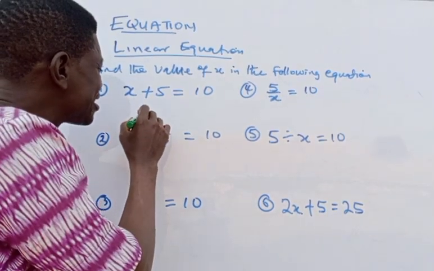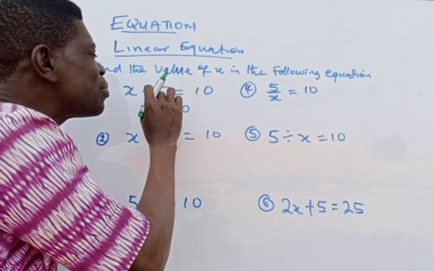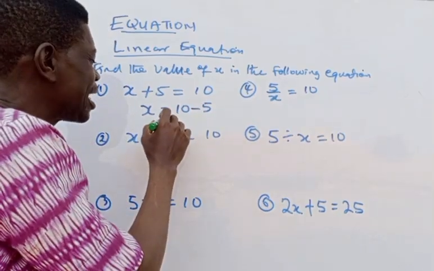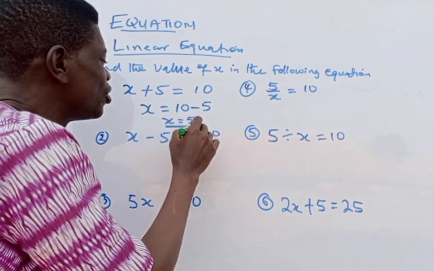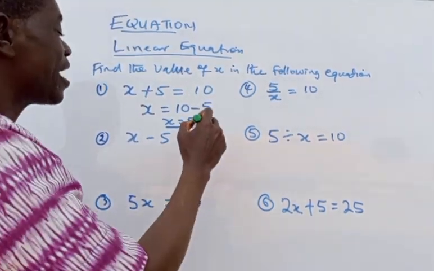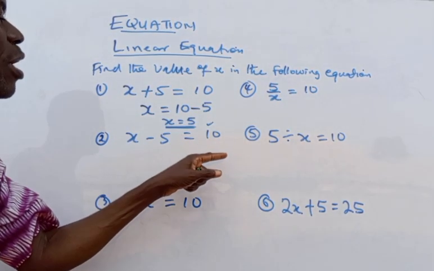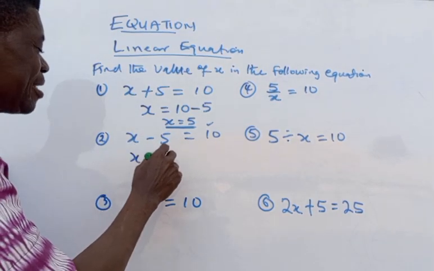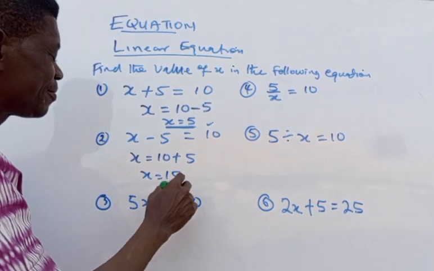So x is equal to this 10. You leave the 10 here, then you carry this one. As soon as it crosses here, the sign that is plus becomes minus. So x is equal to 5. By the time you remove 5 from 10, remaining 5. So 5 is the answer. Look at this one. It is similar, but here it is carrying minus. It will go and become plus. That means x is equal to 10 plus 5, so that x is equal to 15.